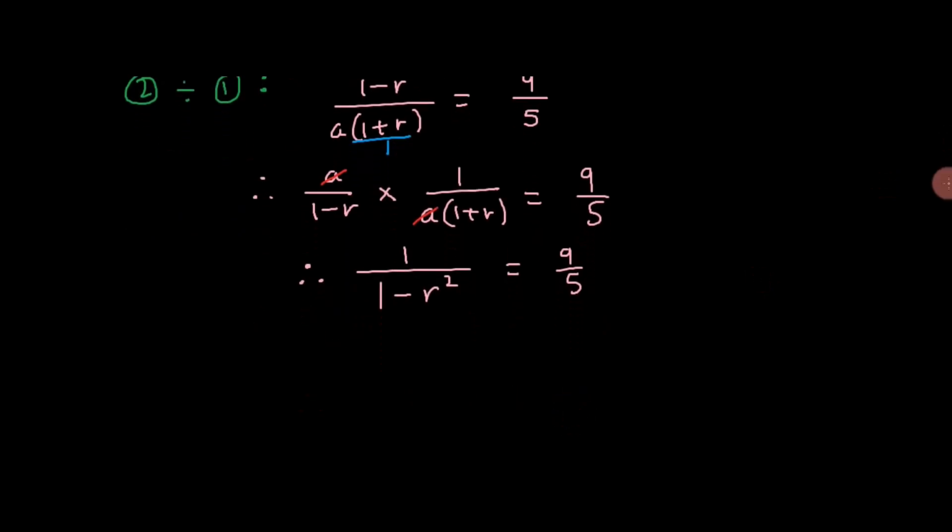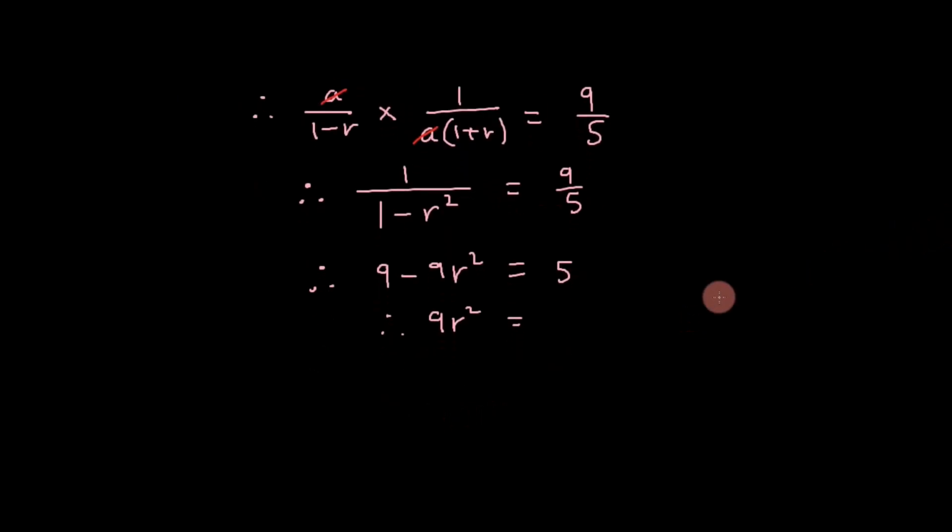We want to solve for r here, so we can cross multiply. 9 times 1 minus r squared is 9 minus 9r squared equals 1 times 5. So then 9r squared will be 9 minus 5, which is 4, and r squared will equal 4 over 9.